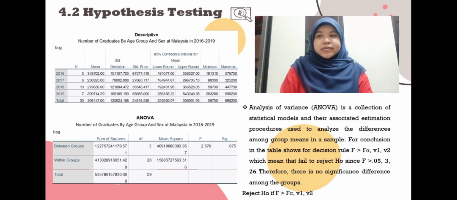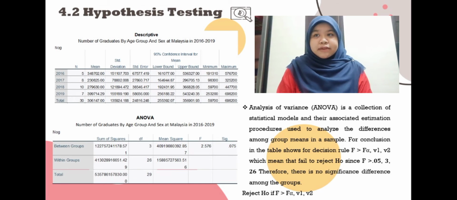For conclusion, in the table shown, for the decision rule, F bigger than F alpha, V1 and V2, which means that we fail to reject H0, since F is bigger than 0.05, 3, and 26. Therefore, there is no significant difference among the groups. We can reject H0 if F is bigger than F alpha, V1 and V2.